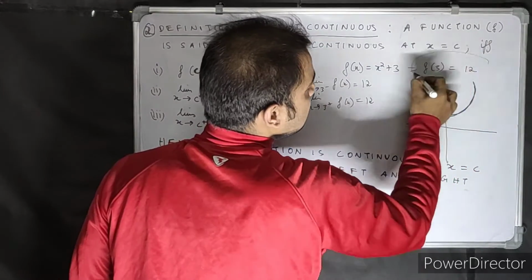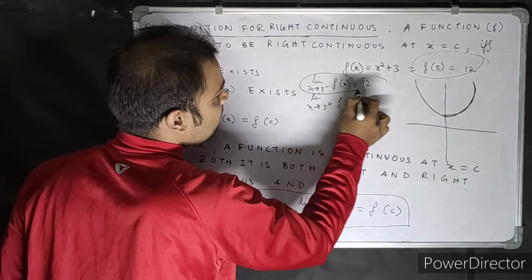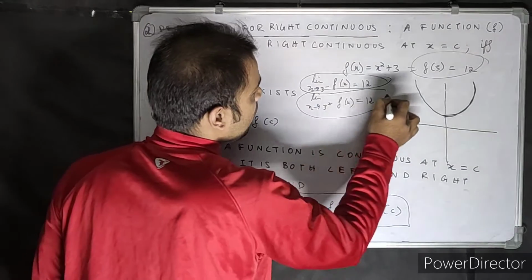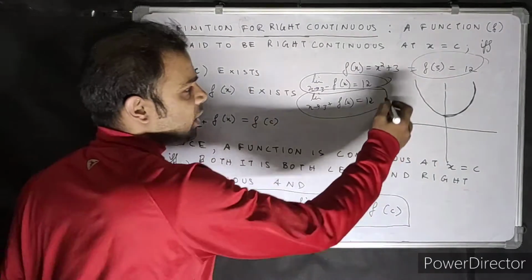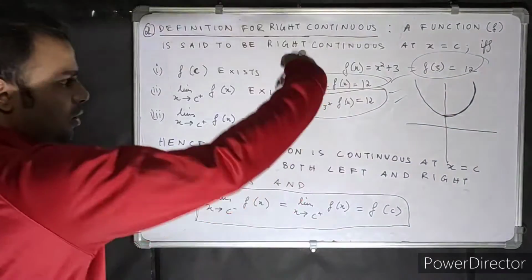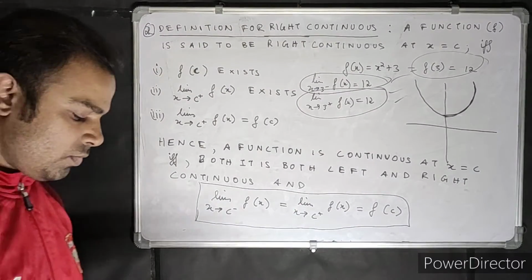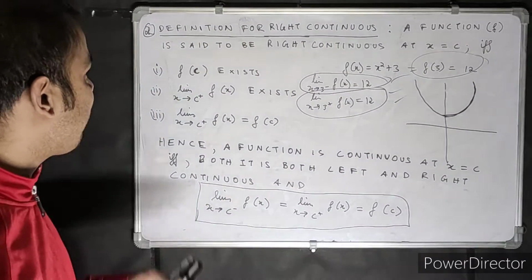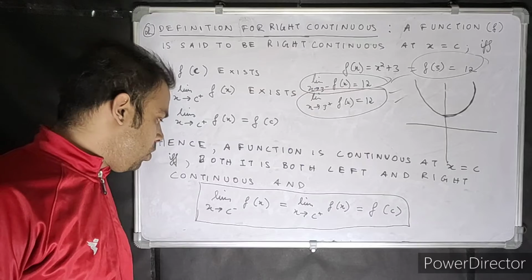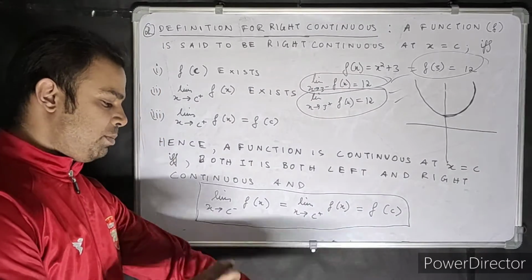Now you can see this negative approaching, positive side approaching, all are equal to each other, right? So this function is continuous. So we have spoken about continuity. If you have any doubts on it, you can let me know. You know how to let me know.